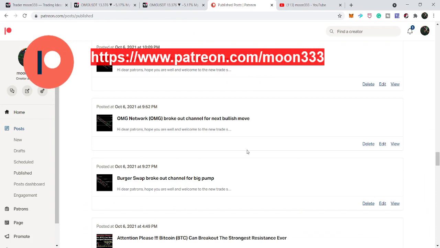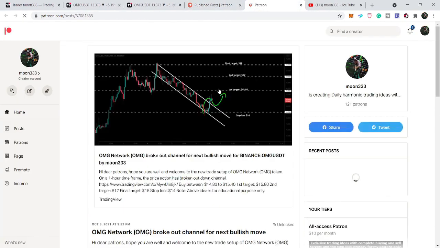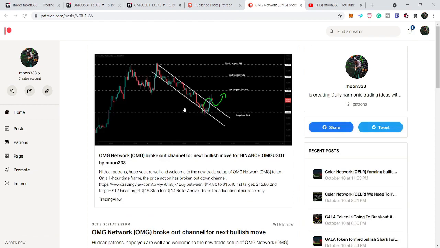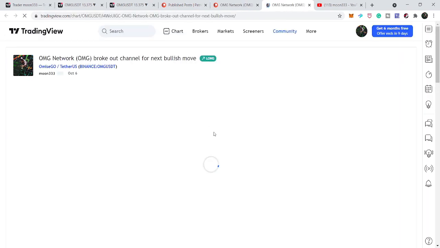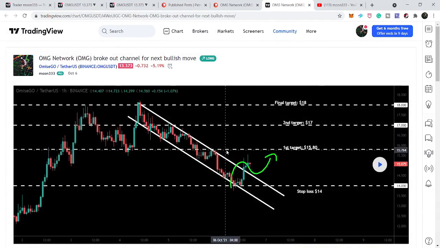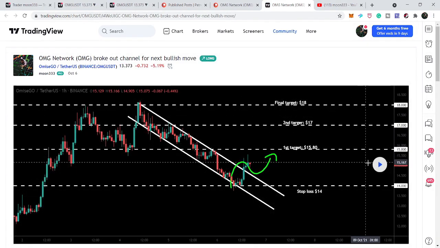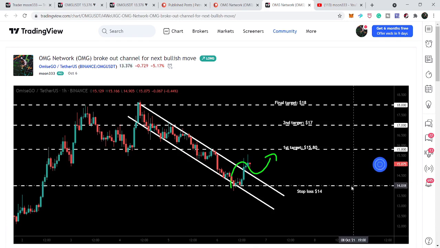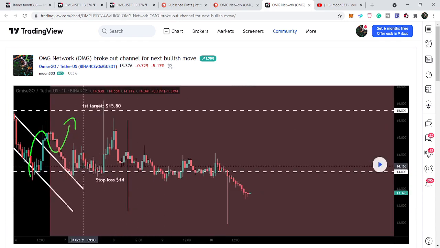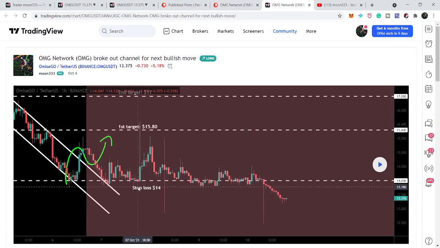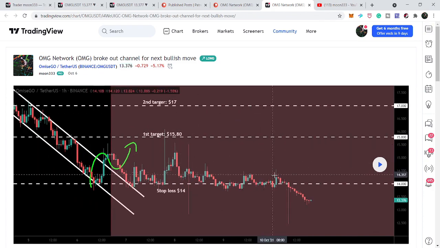Okay, let me just show you first of all this idea that I shared on 6th of October for my members at the Patreon, and I also shared with you as well in my previous video. And the price line on the hourly time frame chart broke out this resistance of the down channel, and I defined the targets as per the upcoming resistance lines. And I'm just going to play the chart. You can see that the price line moved down, tested this support, and moved up again and hit this sell target. That was our first target, and then moved down again and even broke down this support line.